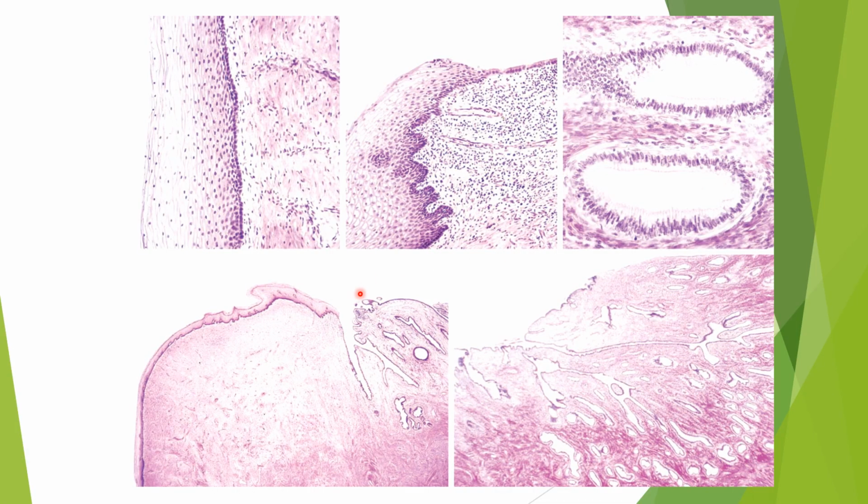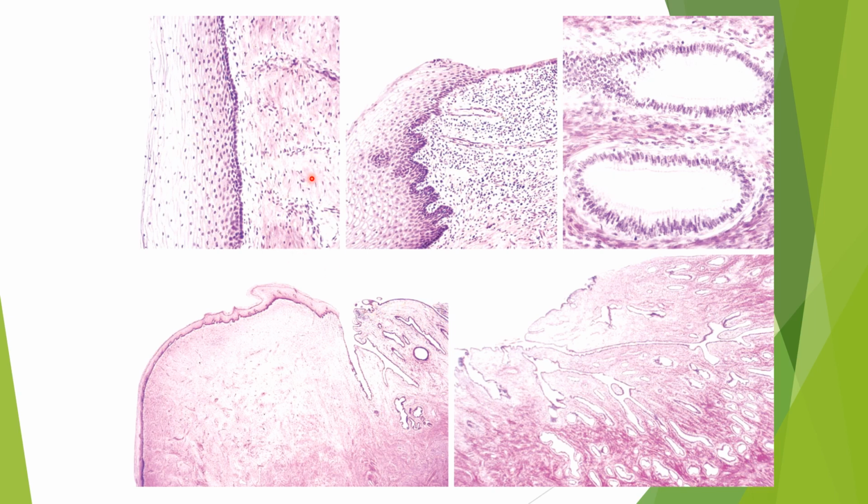This is another slide showing an H and E stained section of the cervix. Here, this part of the cervical canal is the endocervix, which is lined by simple columnar epithelium, and this part is the ectocervix, which projects into the vaginal cavity. This part is also called portio vaginalis. It is lined by stratified squamous non-keratinized epithelium, and the endocervix, this part, is also called portio supravaginalis, where the simple columnar epithelium is present.